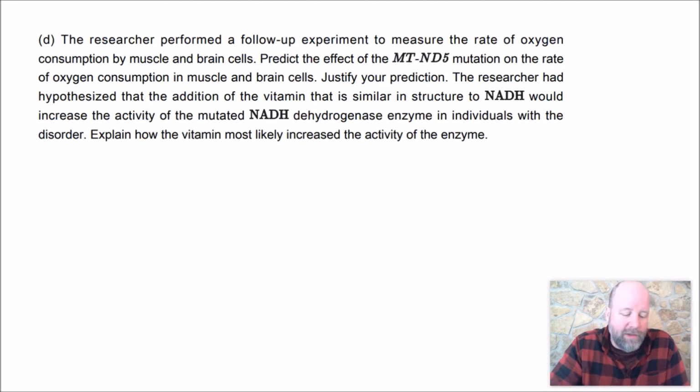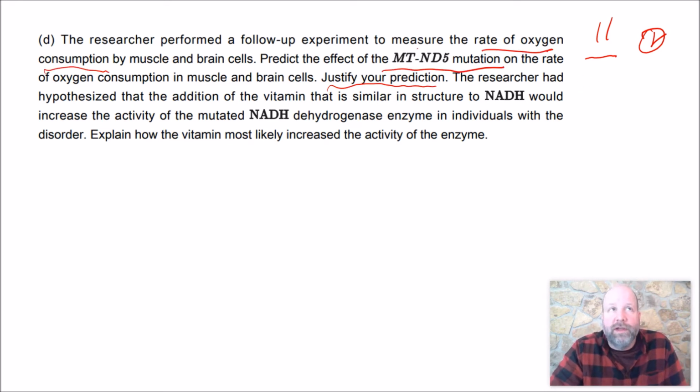Math. Part D, the researcher performed a follow-up experiment to measure the rate of oxygen consumption by muscle and brain cells. Predict the effect of the MTND5 mutation on the rate of oxygen consumption. All right, so this one might be a little harder, but it's going to take some time, right? And you might even put a little clock on there, something that tells you this one, you're going to have to think about for a bit. Justify your prediction. So that's going to be explaining that. Oxygen consumption, electron transport chain. There's definitely a connection there, but it's going to take some time. So we want to save this one till later.